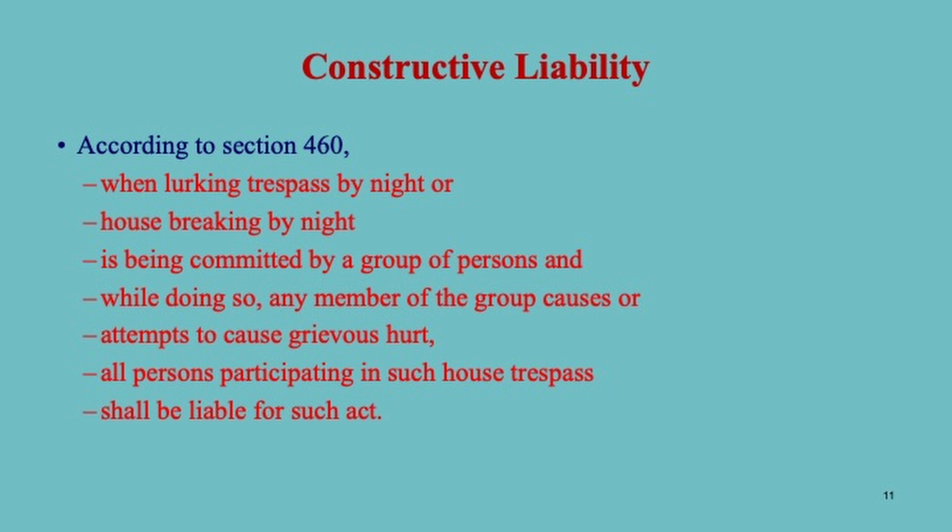Coming to section 460, which also is a provision imposing joint and constructive liability, it states that where during a lurking trespass or housebreaking by night, which is being committed by a group of persons, here more than one person is sufficient, unlike sections 149 and 396 where a minimum of 5 members have to be present, grievous hurt is caused or attempted to be caused, all those who are participating in such lurking trespass or housebreaking by night will be liable for causing or attempting to cause grievous hurt.